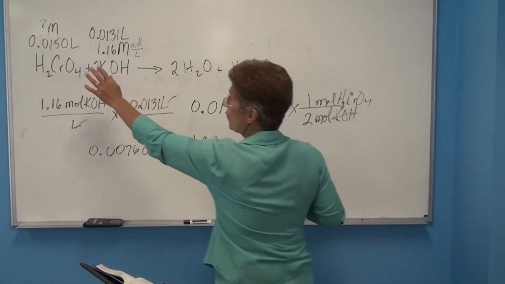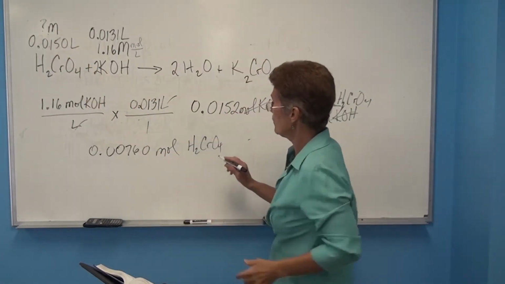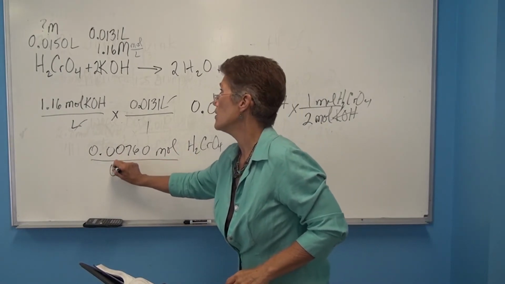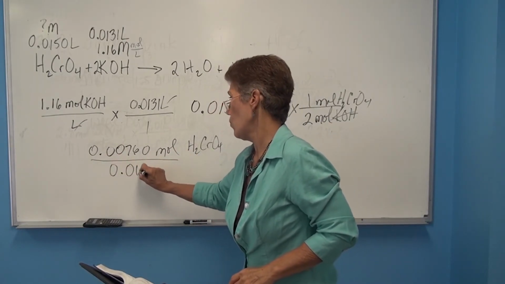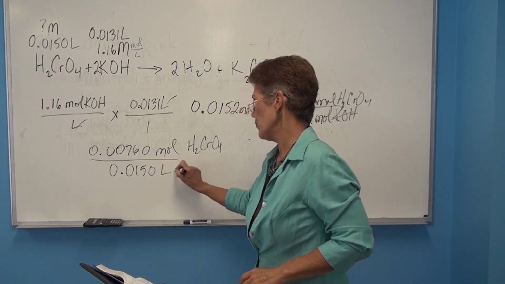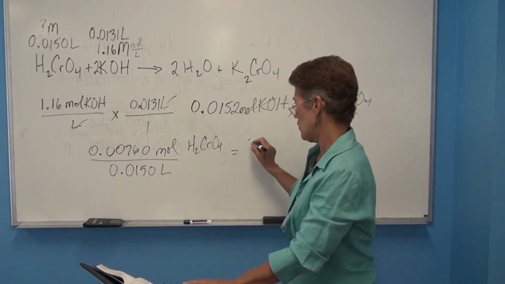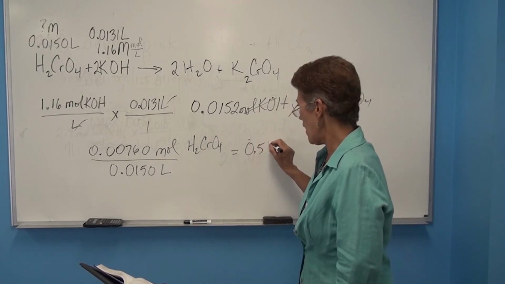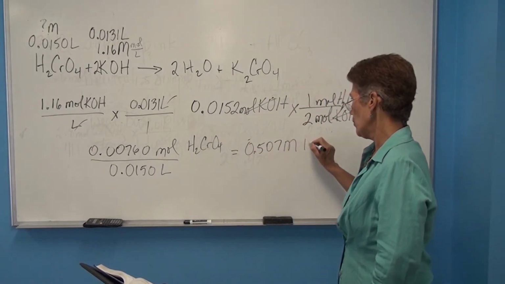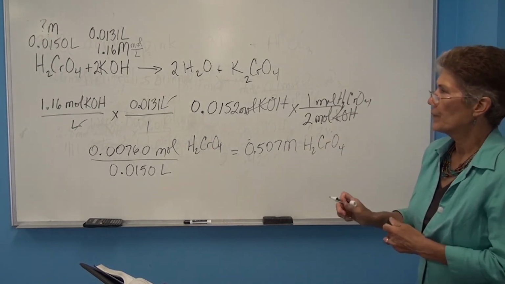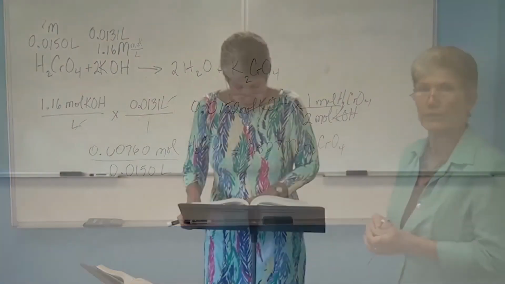Now that we have the moles, we can figure out the molarity. We will just take that and divide it by the number of liters, which is 0.0150 liters. And that will give us the molarity in three significant figures, 0.507 molar H2CrO4. There you go.